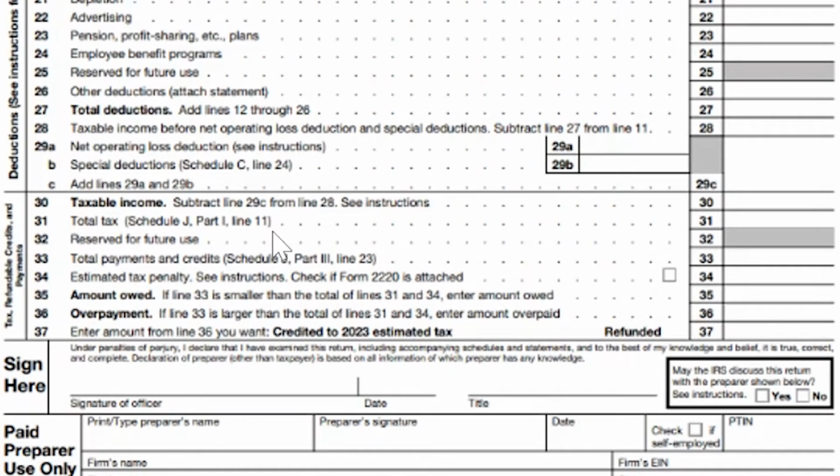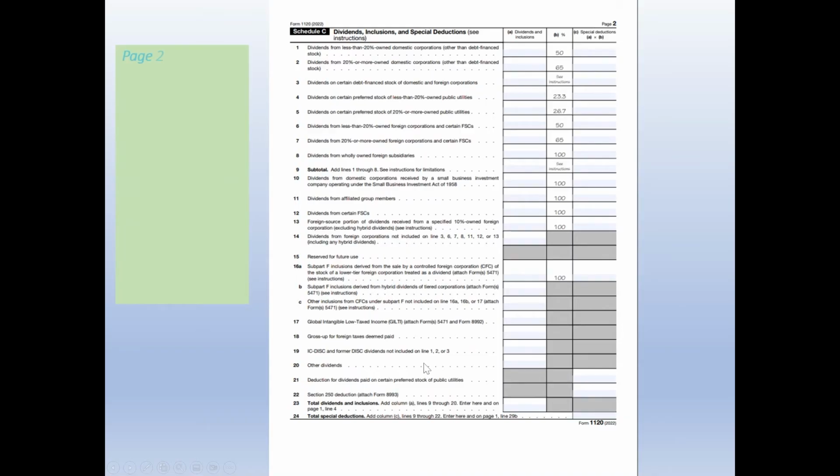So this is page 1. Page 2 is Schedule C. Page 3, the whole page is talking about dividends. So most small companies don't have dividends unless they invest in other companies who distribute dividends or invest in stocks that can have some dividend income.